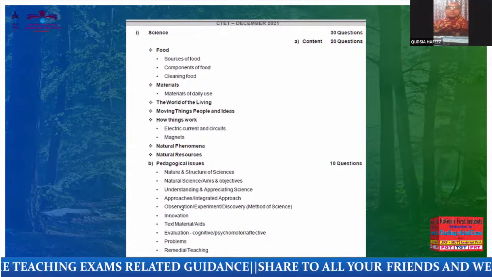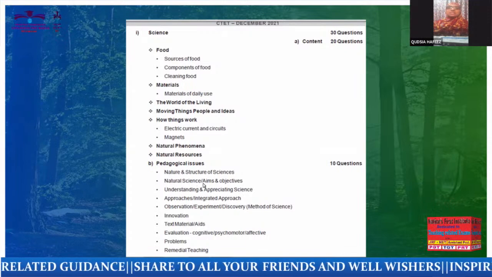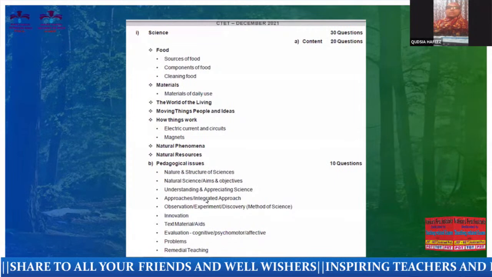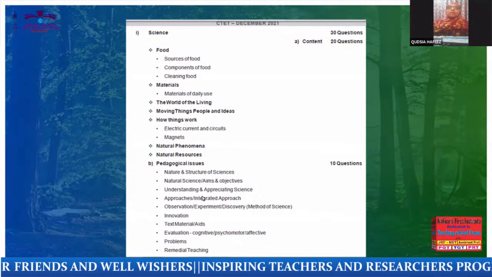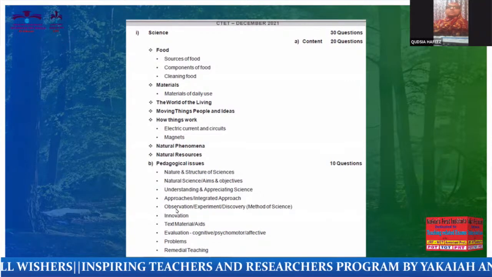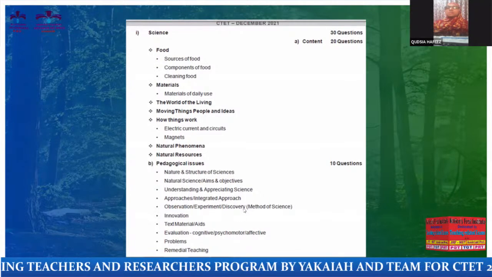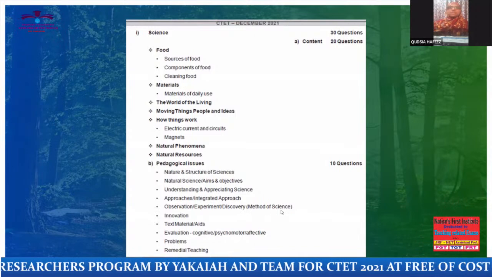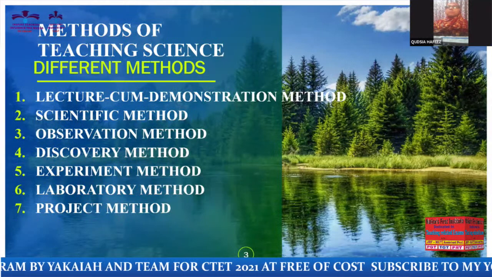And we'll be definitely going on with the next chapter here in the pedagogical issues, that is methods of science. Okay, so we have completed nature, structure of sciences, natural science, aims and objectives, understanding and appreciating science, approaches, integrated approach, and we have also seen all these four chapters in detail. Now we are proceeding further with the next chapter, that is observation, experiment, discovery, the methods of science. Okay, that is the methods of teaching science. Okay, so under this methods of teaching science, there are different methods.